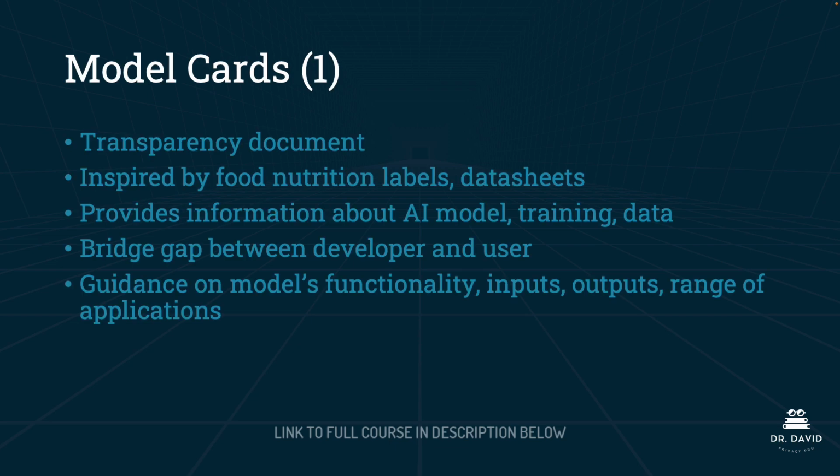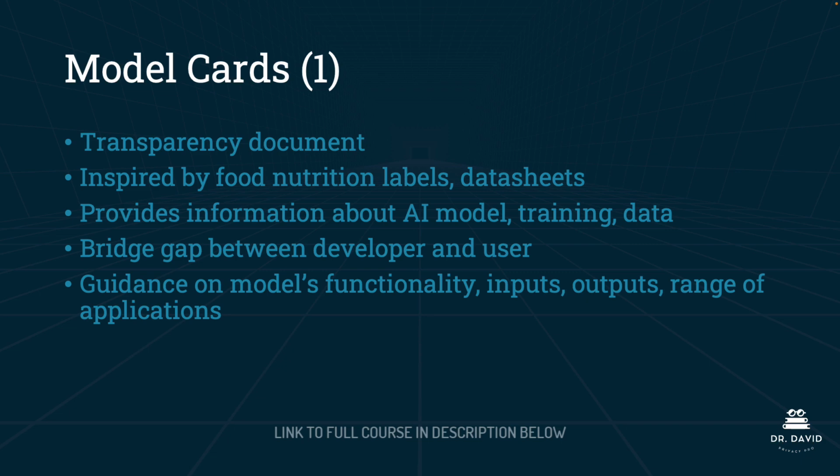Let's start with model cards. What is a model card? Well, first, it's a transparency document that's been inspired by food nutrition labels and also by data sheets. A data sheet, as we'll see, is a summary of the data, including data provenance or data lineage. Where did the data come from? How has it been processed, etc.? But I'm getting ahead of myself.